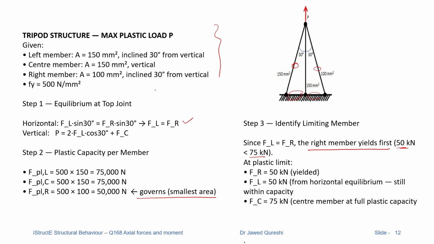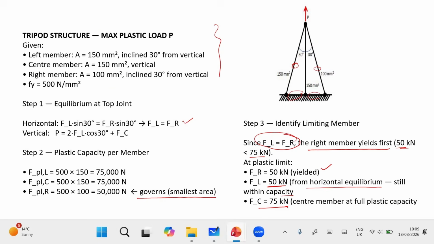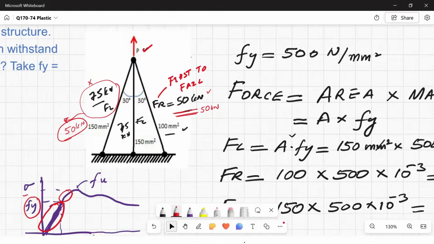50 is less than 75. So we will say that FL is equal to FR, and the right member has yielded. The left member is 50 kilonewton as well. Now it's not 75 kilonewton anymore. So from horizontal equilibrium, it is still within capacity. And the central member at full plastic capacity will be 75. Then we will work out its components, and simply we will write those components here.